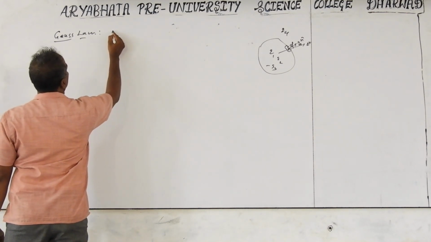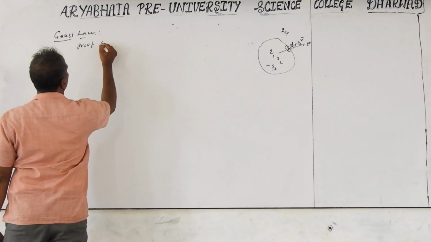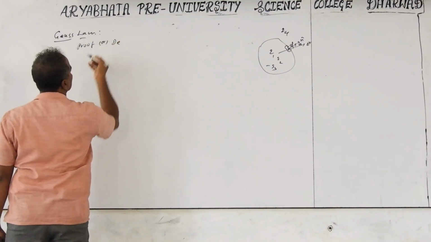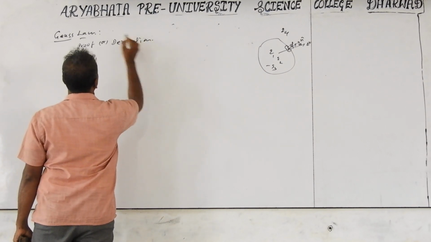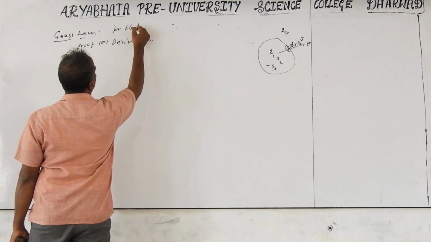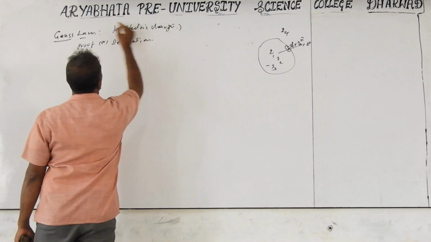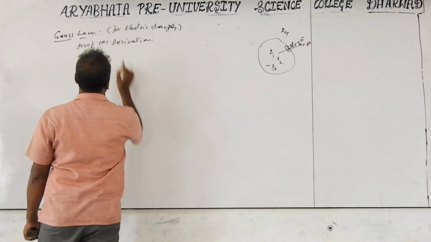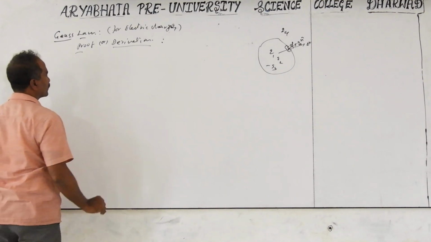For Gauss law, we are thinking of the proof or derivation. It can be asked whether it is a proof or derivation. This is for electric charges or electric fields. Gauss law for electric charges: proof or derivation.